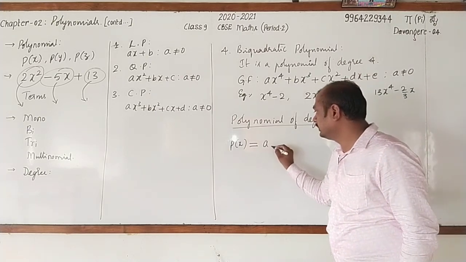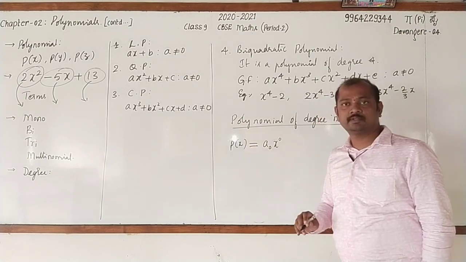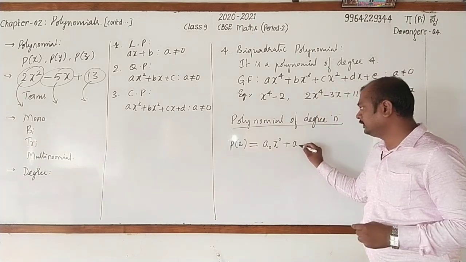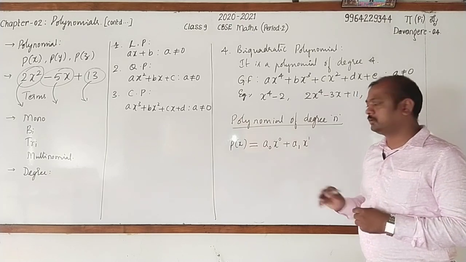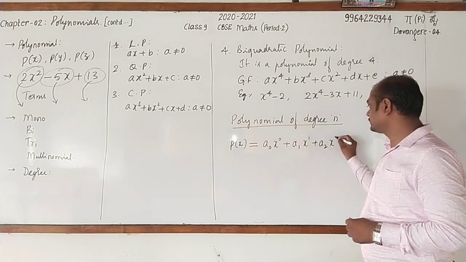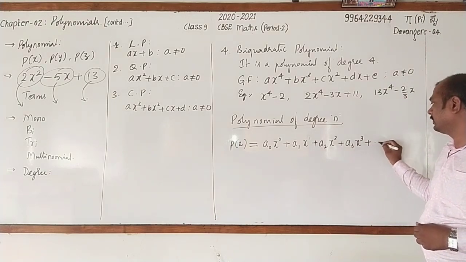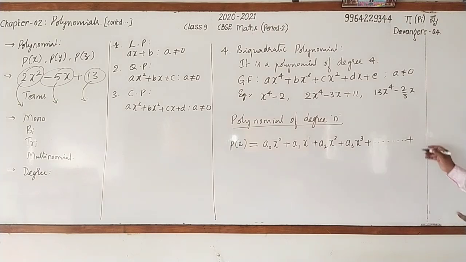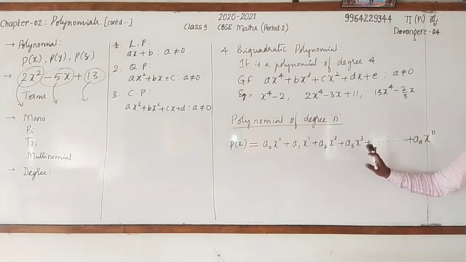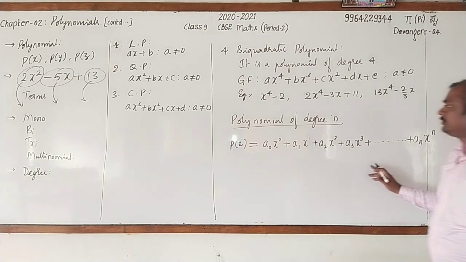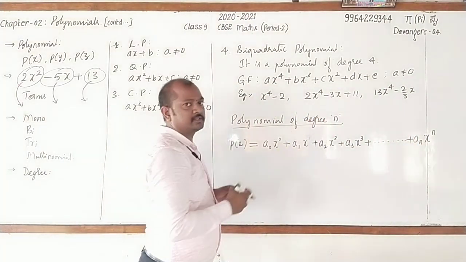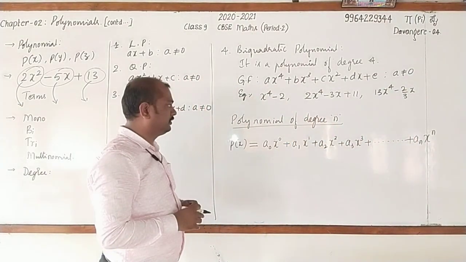Look here. It is a0 x raised to the power 0 plus a1 x raised to the power 1, a2 x raised to the power 2, a3 x raised to the power 3, and so on. The nth coefficient can be written as an, and the variable can be written as x raised to the power n. Clear? And this is the standard form of the polynomial. Clear? Here, observe that the highest power is n. That's why I told you it is an nth degree polynomial.